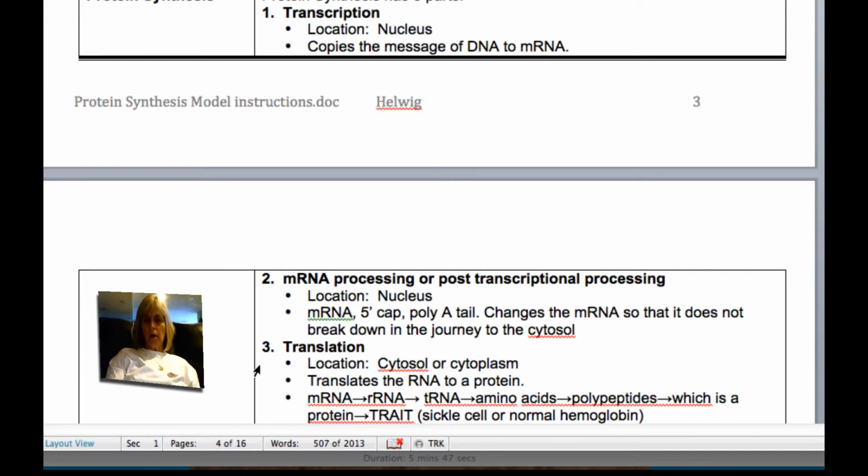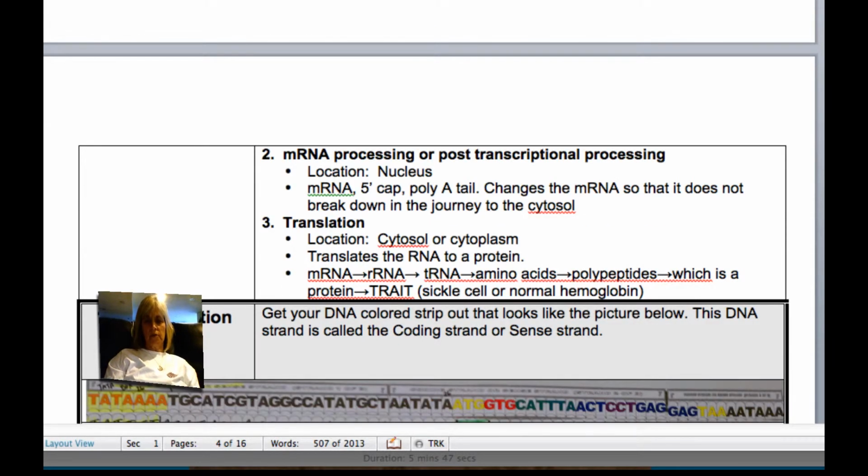The last part of protein synthesis is called translation, and that occurs in the cytoplasm or cytosol of the cell, where RNA is actually translated to a protein. The players in translation are messenger RNA, ribosomal RNA, transfer RNA, and amino acids that get peptide bonded together to form polypeptides, which eventually form a protein, and then a trait such as sickle cell or normal hemoglobin. So we're going to start out with transcription.